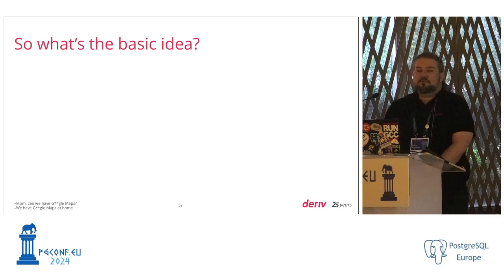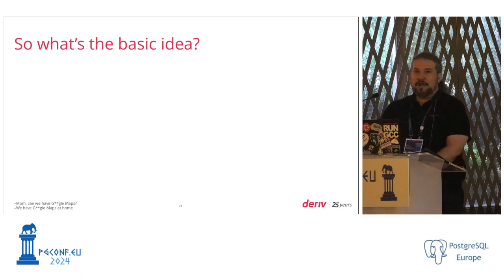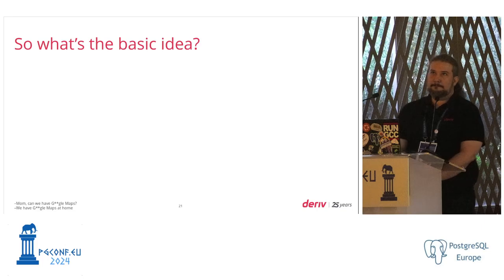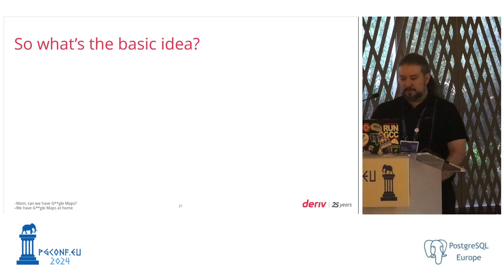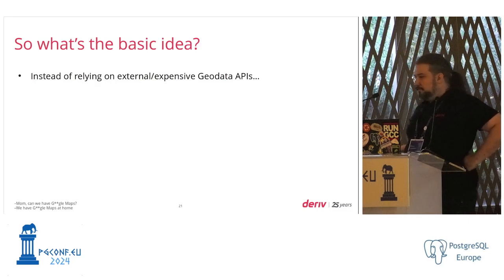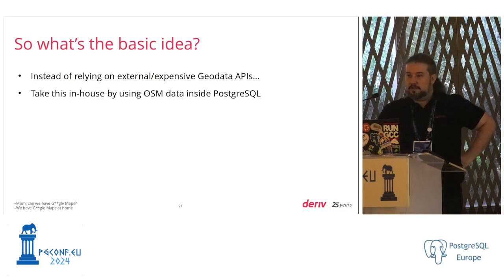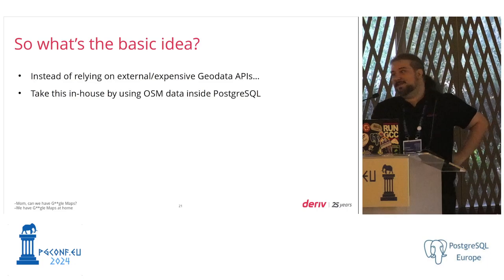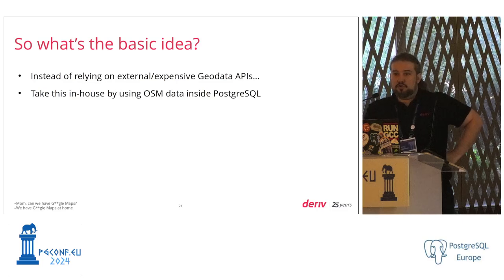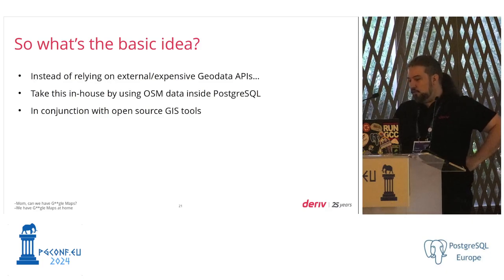So, okay, you've spent 17 minutes talking about maps in general. What is the basic idea behind this talk? Why is it called Mom, Can We Have Google Maps Home? You can avoid relying on external dependencies that are usually expensive, such as geodata APIs. So you can use this data to your advantage. You can use OSM data and put it inside your Postgres to take this in-house instead of relying on someone else's API. You can query the data directly, or you can create services that use an API that you run yourself. And how do you do that? In conjunction with open source GIS tools that we will talk about shortly.